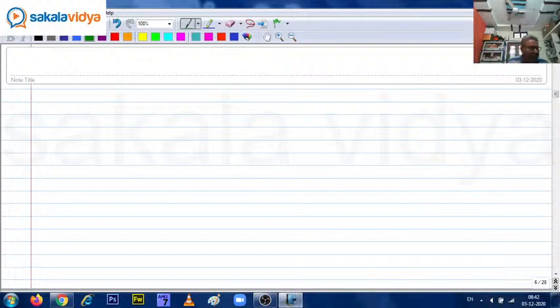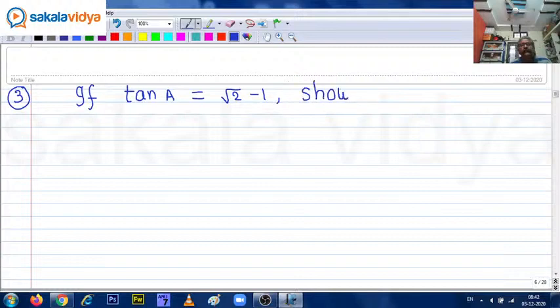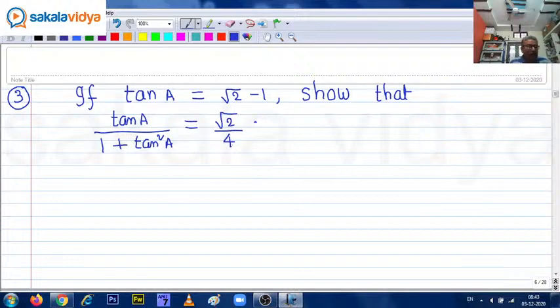Okay, let us move to the third question now. Third question: if tan A equals root 2 minus 1, show that tan A upon 1 plus tan square A equals root 2 upon 4. You try this question.